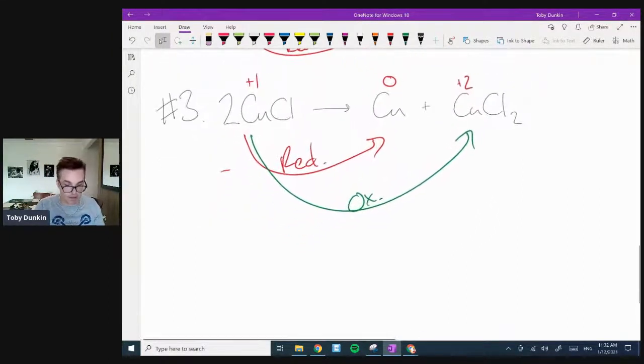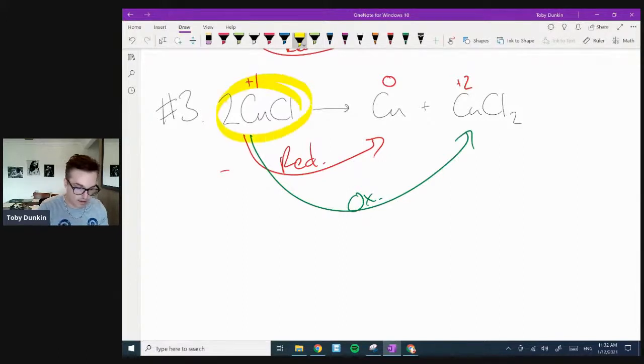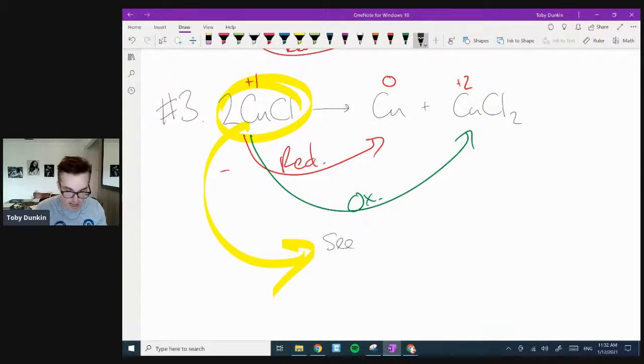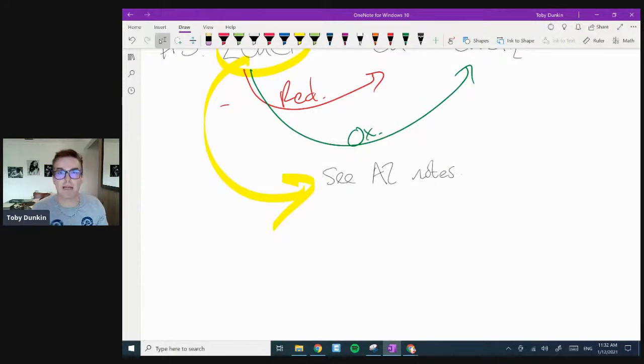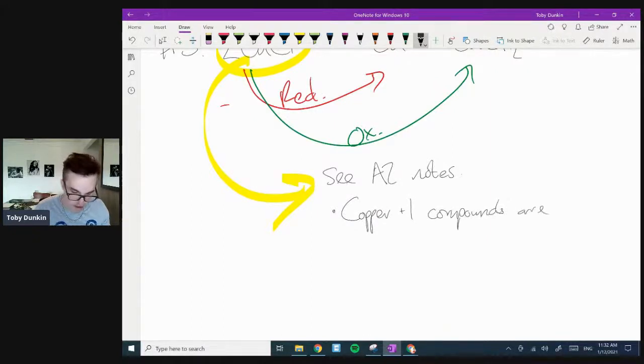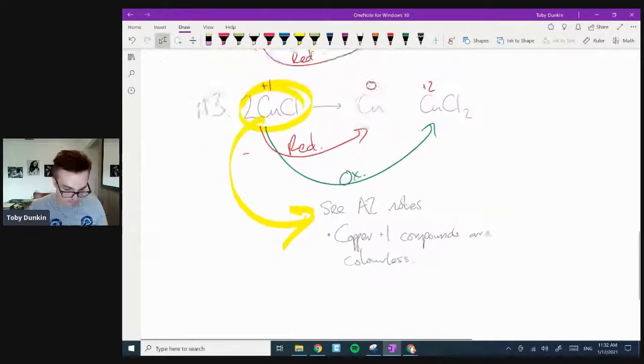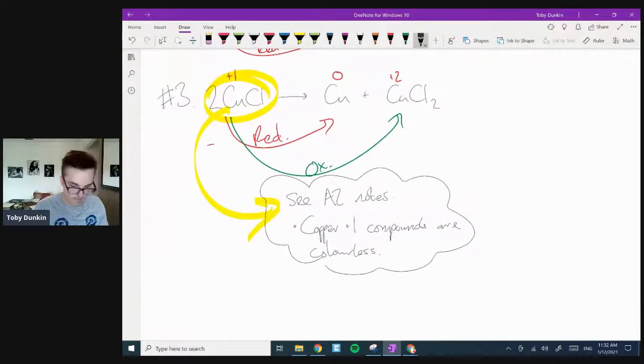I should note that copper 1+ compounds are colorless. I should actually mention that as an A2 note. Guys, spoiler alert, this is an A2 note, see later notes: compounds containing copper 1+ are colorless. A2 spoiler, better learn that. It's a nice little note, that one.